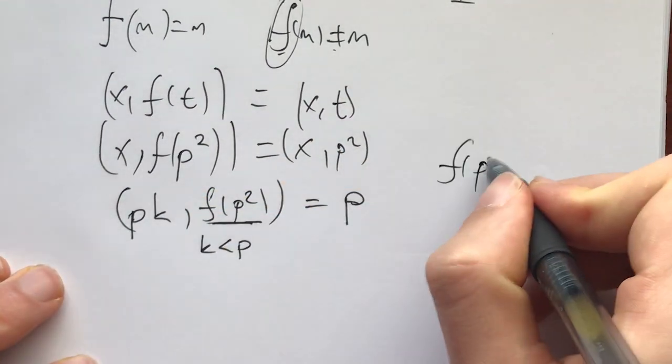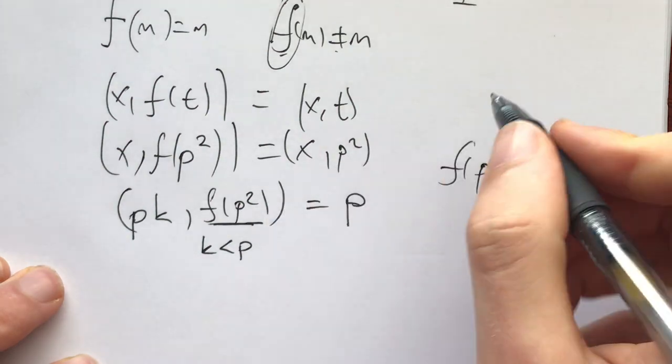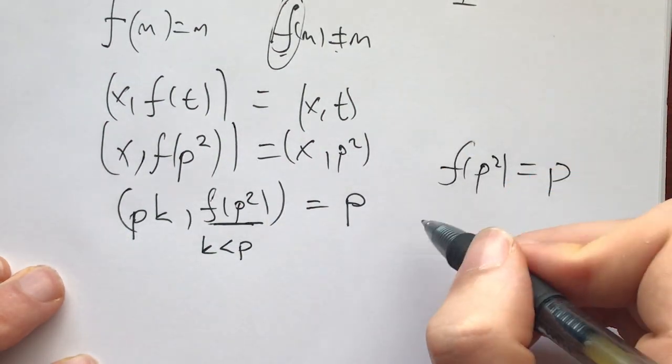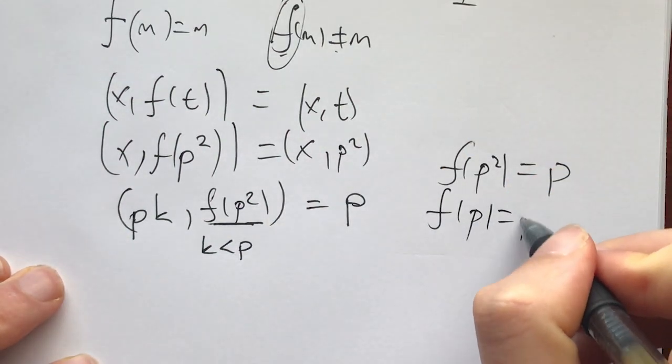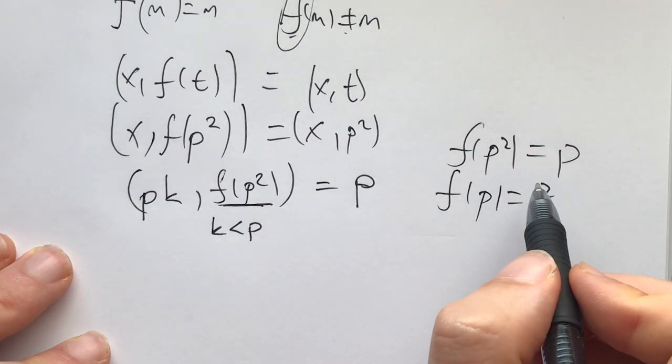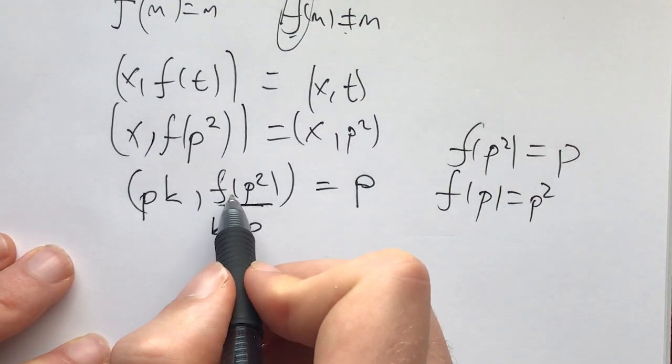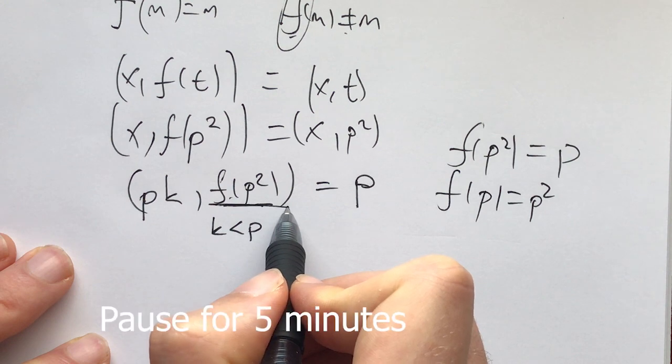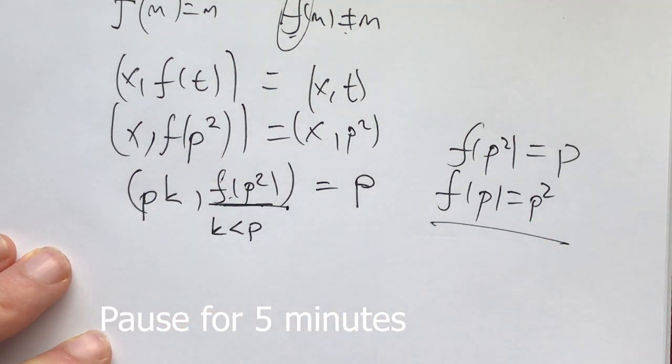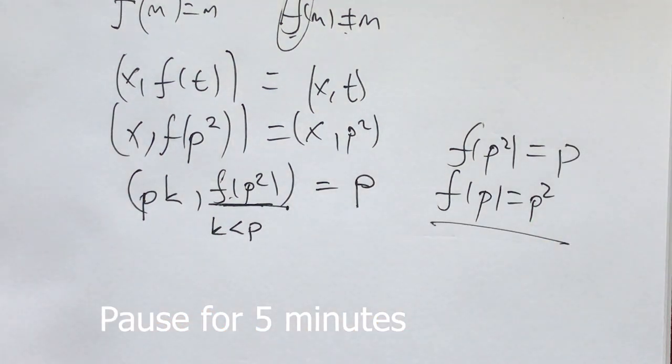What if f of p squared is just p, and then this implies, because f of f of x is x, that f of p is p squared. Does this satisfy our problem? Well, for this part it does. And for this part, I invite you to pause for another 5 minutes and figure out if it does.